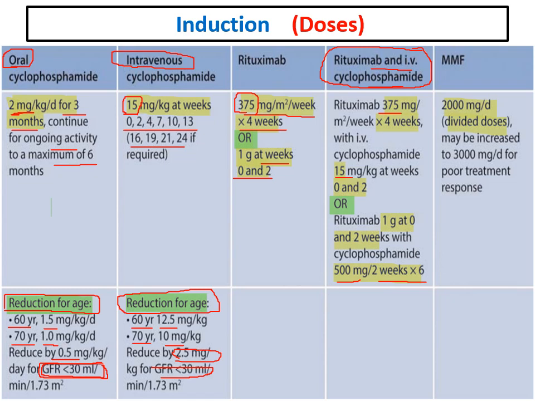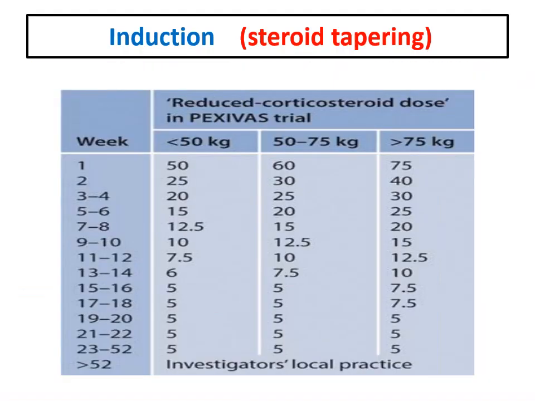What about the MMF? The MMF is usually given in the dose of 2 gram per day in divided doses. 2 gram per day can be increased to 3 gram per day if there is poor treatment response. A very important slide about the dose details of different agents.